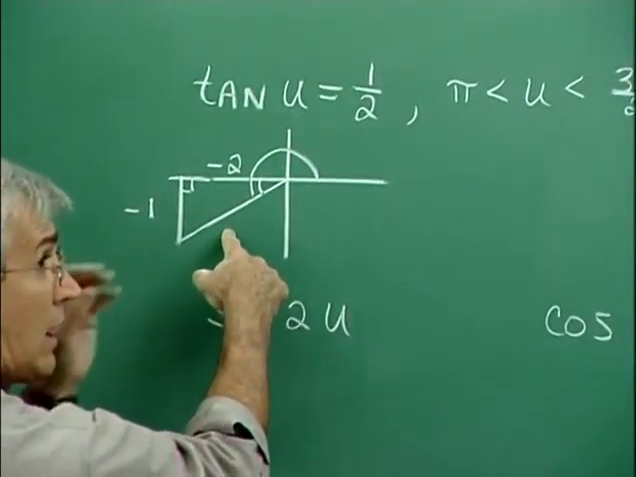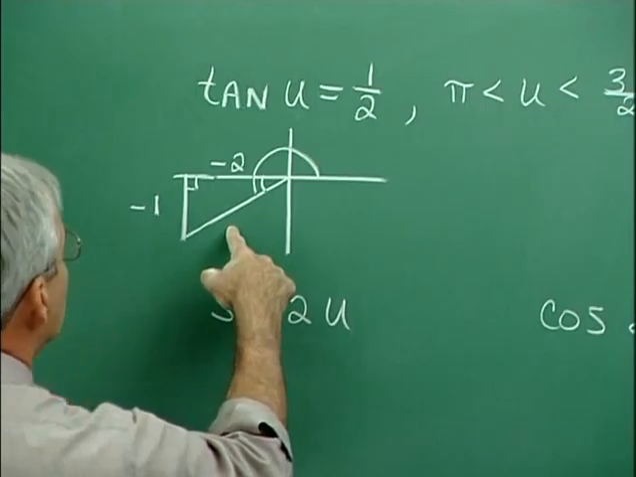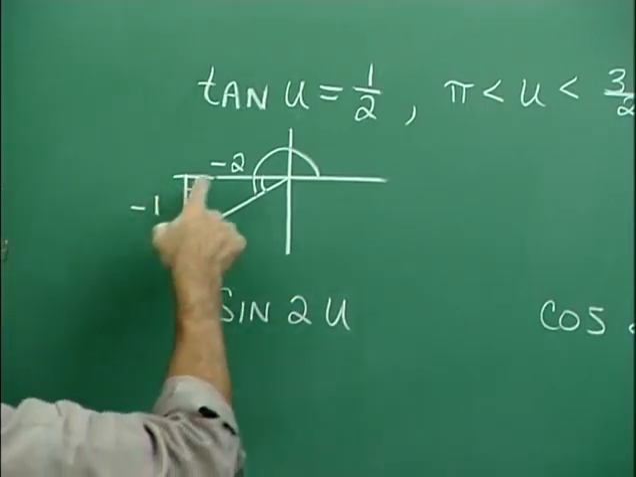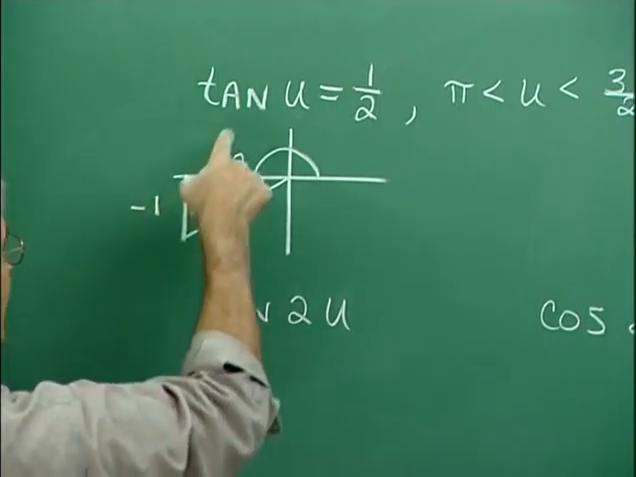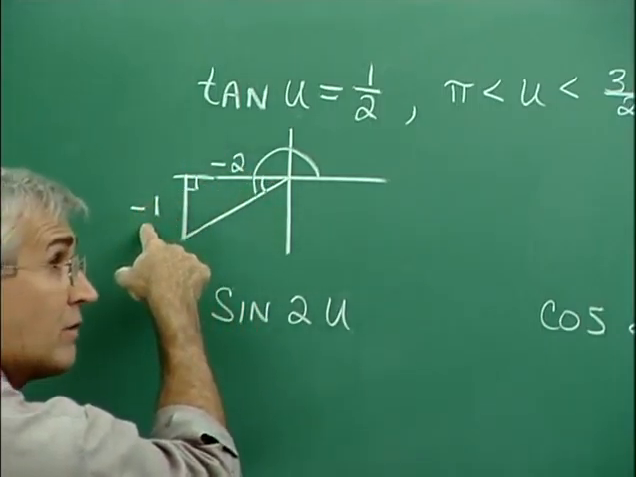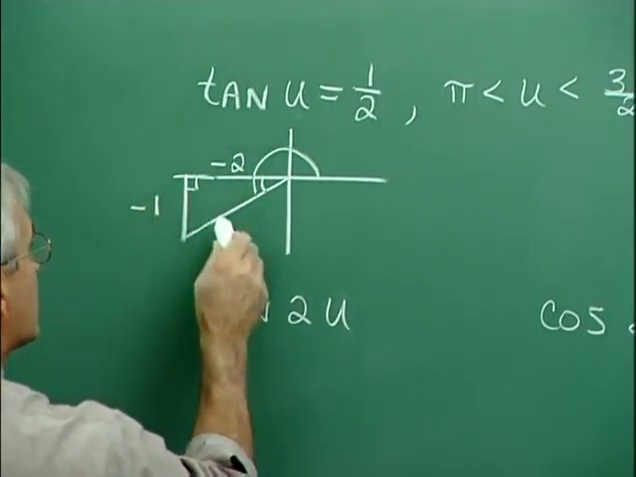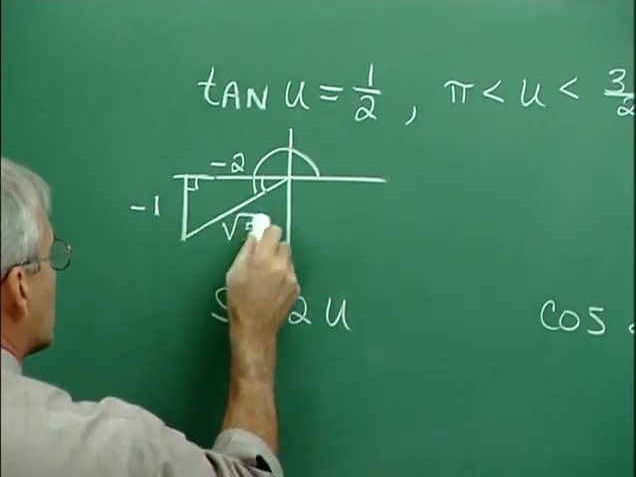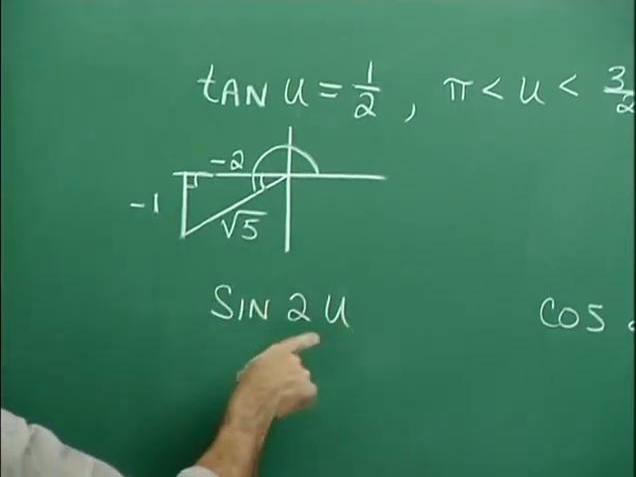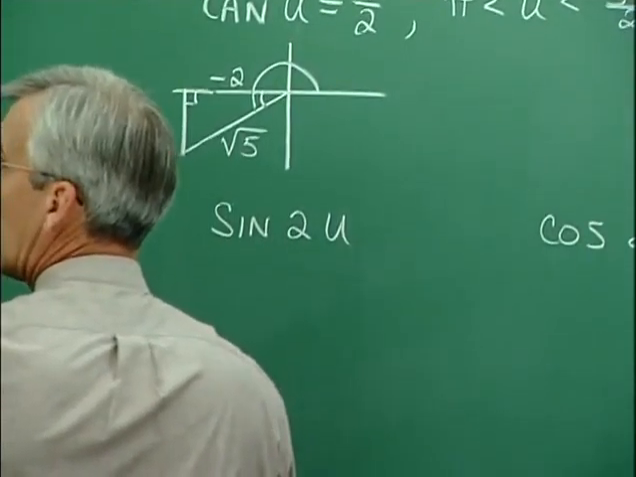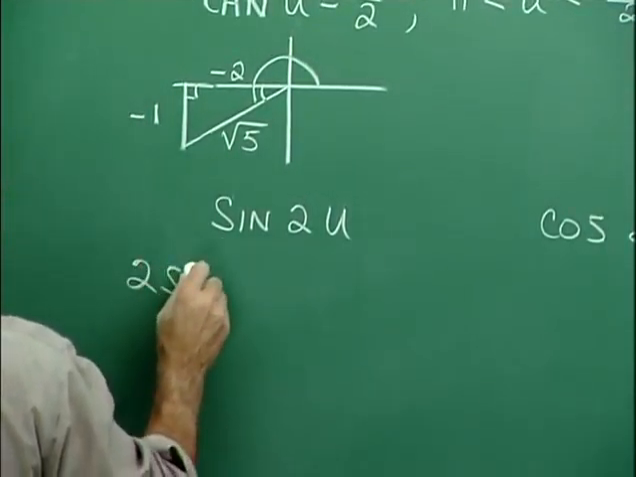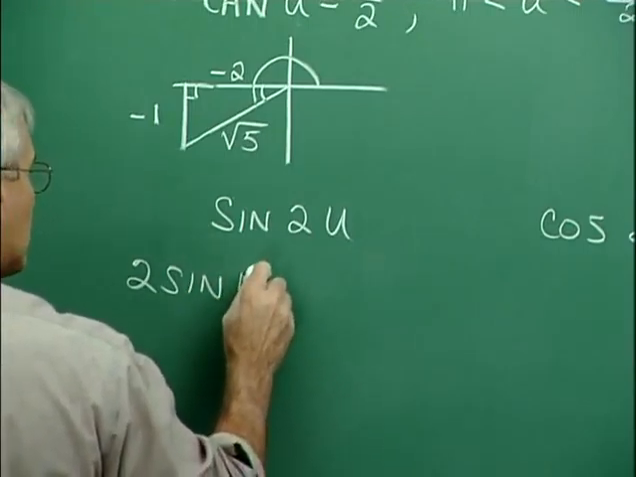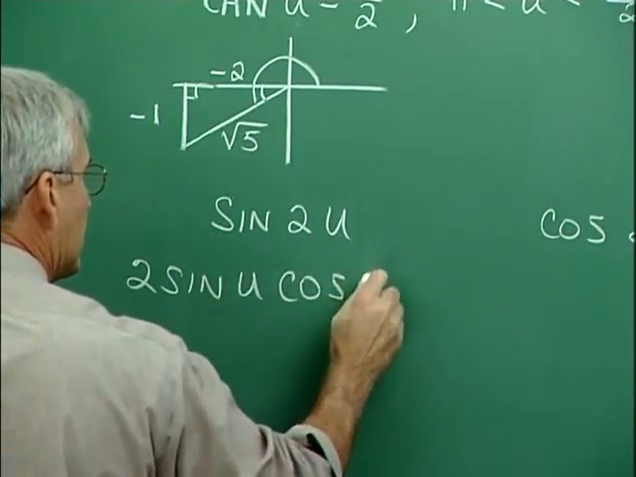Now, it's c squared, you see, is a squared plus b squared. So we're talking about an a squared and b squared of negative 2 squared, negative 1 squared. That's 4, that's 1. So 5, c squared is 5, c then is the square root of 5. So square root of 5 for this. Now, for sine 2u, I refer back to the formula over there, and the double angle formula. So it's 2 sine u cosine u.